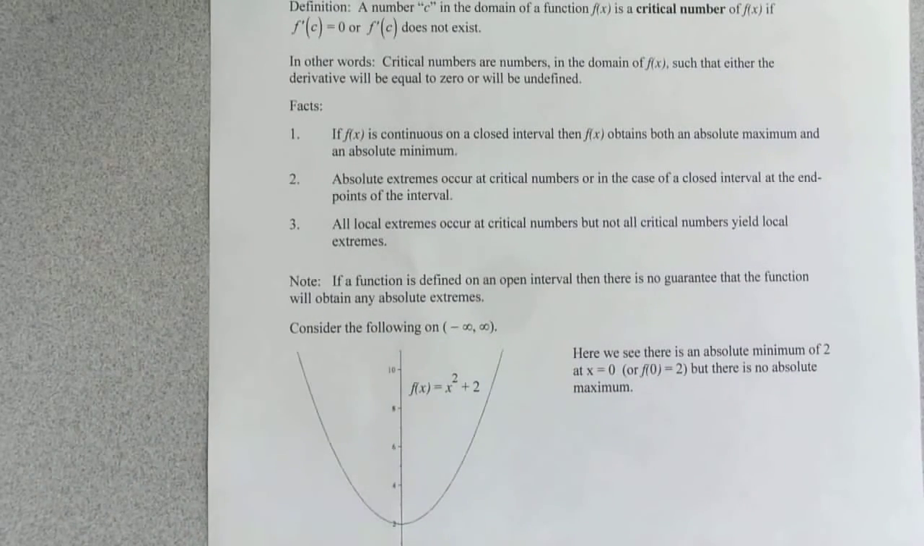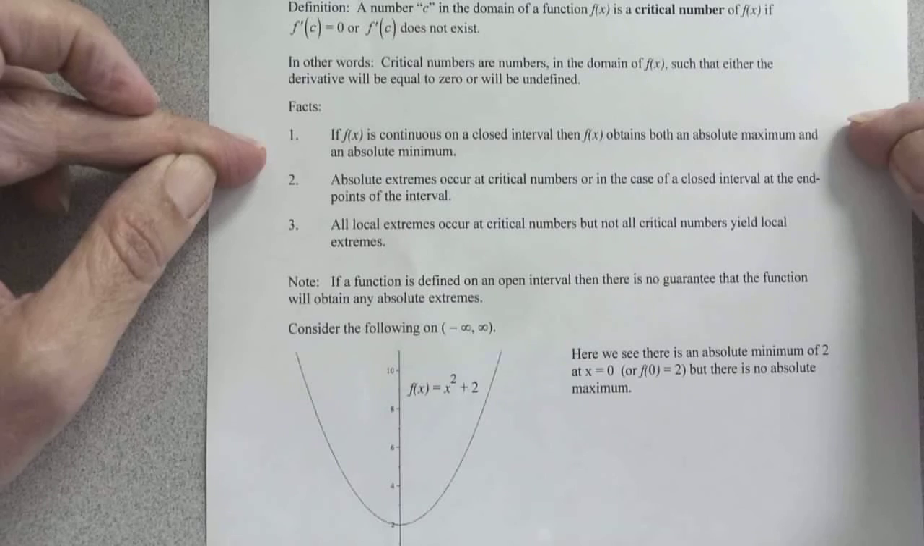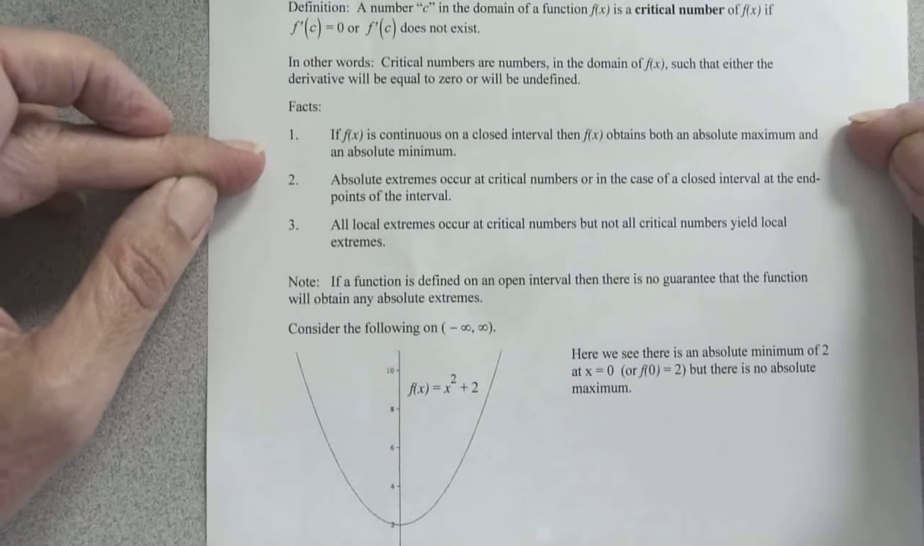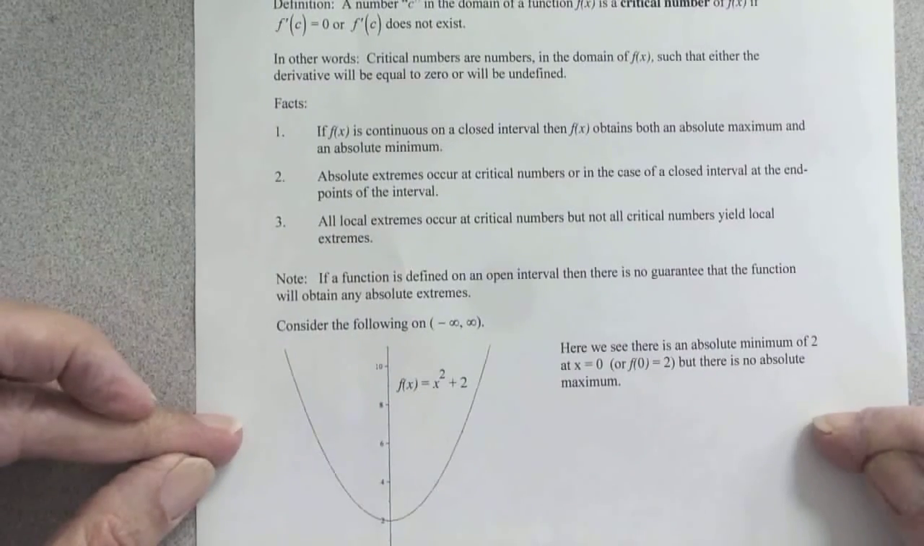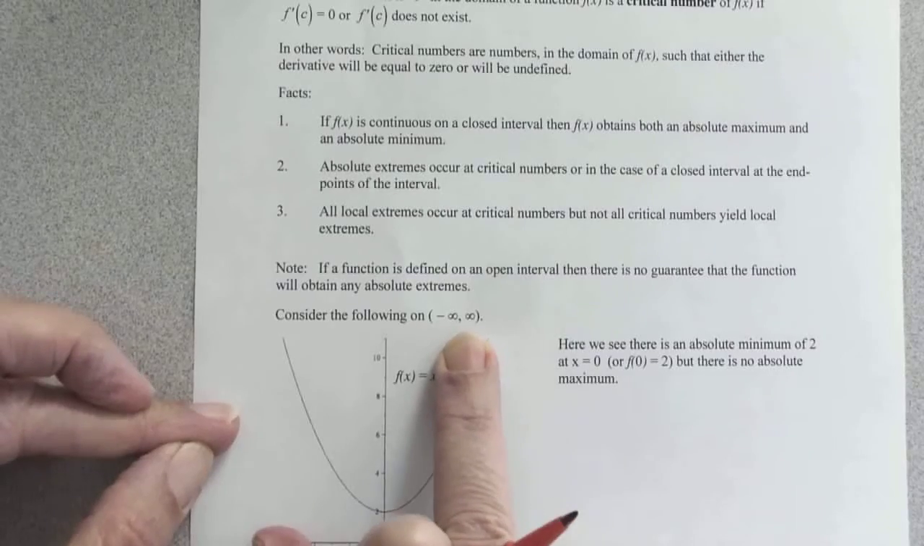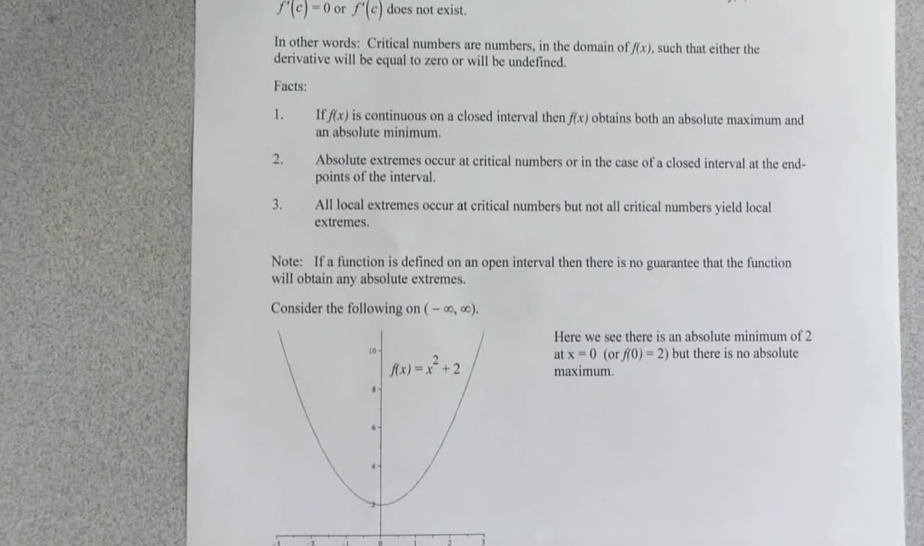Okay, picking up, so we have these three facts, just highlighting a few more of the importance of things. Like this first one said, if it's continuous on a closed interval, you have both an absolute max and absolute min. So if we look at this first picture here, on an open interval, negative infinity to infinity, we see there's an absolute minimum here of 2, but there is no absolute maximum. That part about being a closed interval is important.